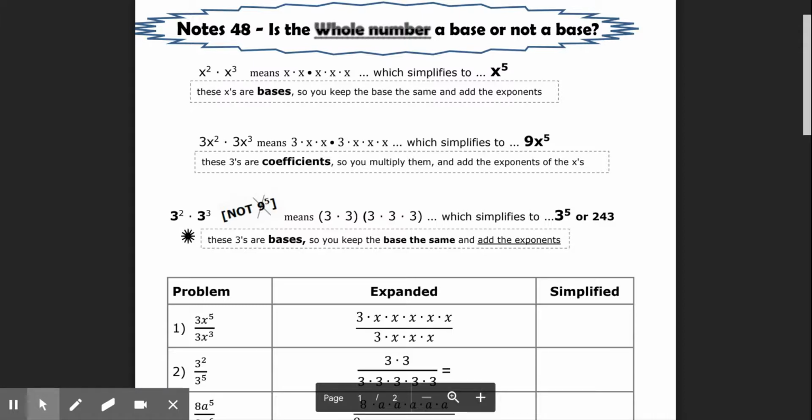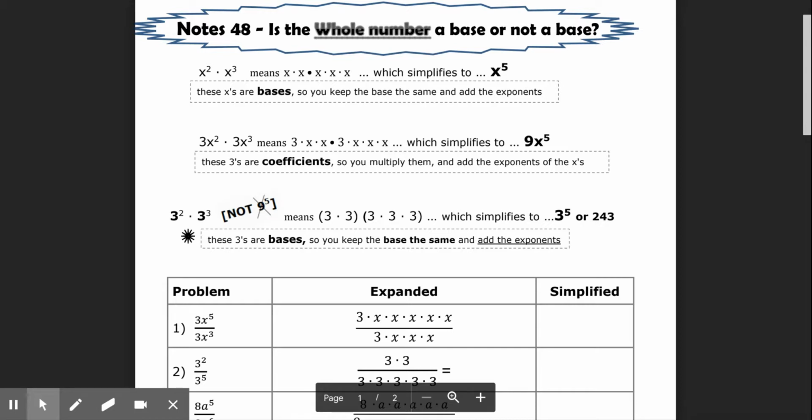Notes 48. Is the whole number a base or not a base? So x squared times x cubed means x times x times x times x times x, which simplifies to x to the fifth. The x's are bases, so you can keep the base the same and add the exponents.